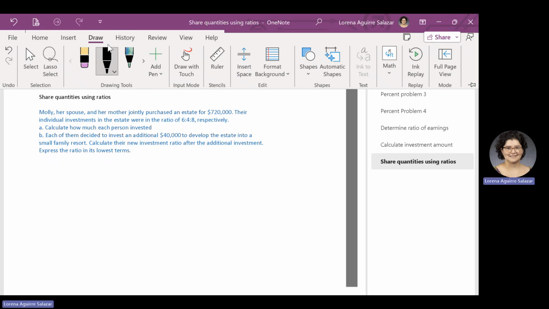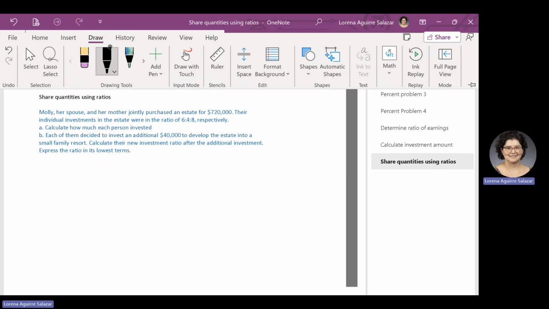Second, each of them decided to invest an additional $40,000 to develop the estate into a small family resort. Calculate their new investment ratio after the additional investment and express the ratio in its lowest terms.